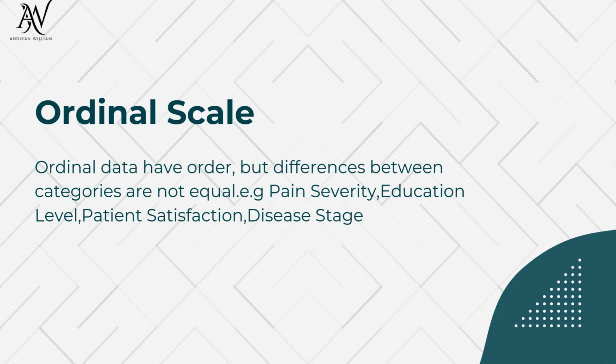But in ordinal scale, ordinal has order. That means from highest to lowest. But the differences between the categories are not equal. Example, pain severity. You have mild, you have very severe, you have severe. These are different ordinal stages, right? But take note that the differences between the categories are not equal. Example, education level, patient satisfaction, disease stage. All of these are ordinal scales.